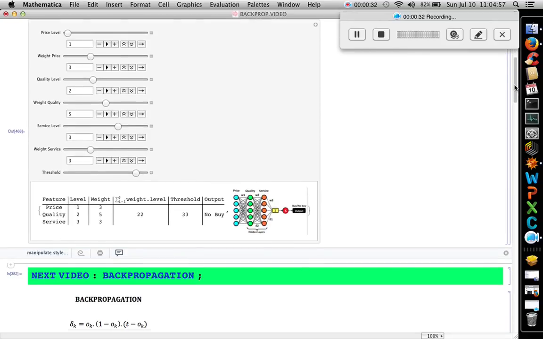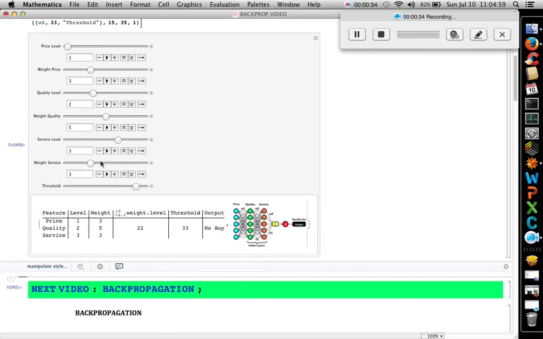So we have each feature, price, quality and service, the value of each one, the weight of each one, and the sum of the outputs. Let's say 22, and the threshold is 33 for the customer to buy our product.